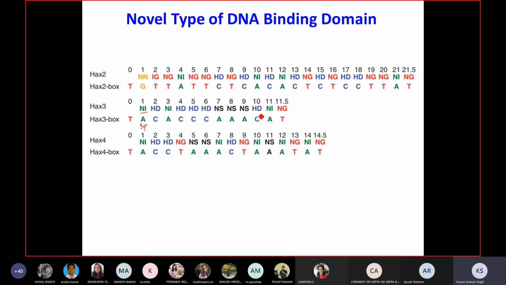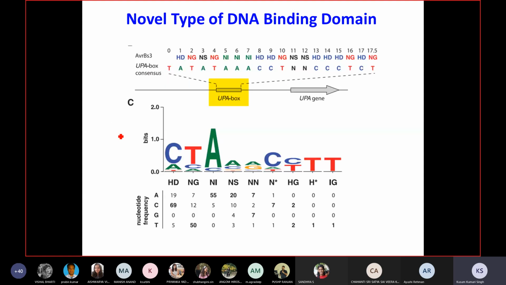So there was some kind of pattern. For example, NN always binds to NG. So with this pattern, especially with the preliminary work on AvrBs3 and UPA box, they were able to deduce what the next promoter regions are.